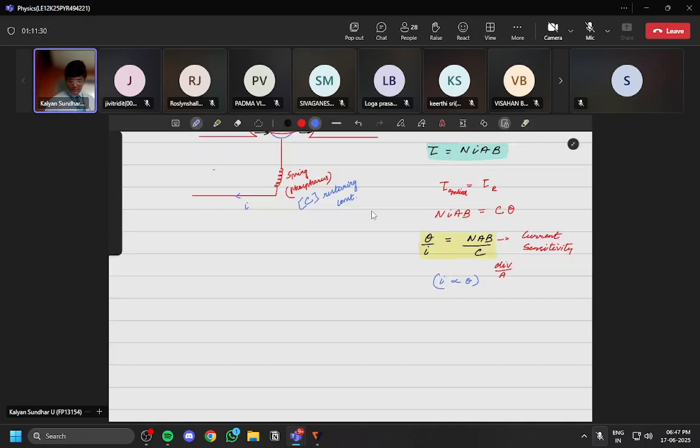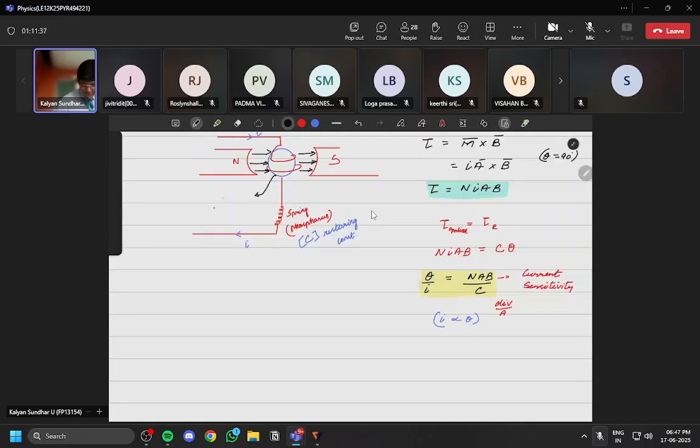Right? And one more thing about this core which we are using here: it is actually a soft iron core. In the next chapter we will study what soft iron core and hard iron core mean. Soft iron core comes under magnetism and matter. Soft iron core is nothing but a material of ferromagnetism.